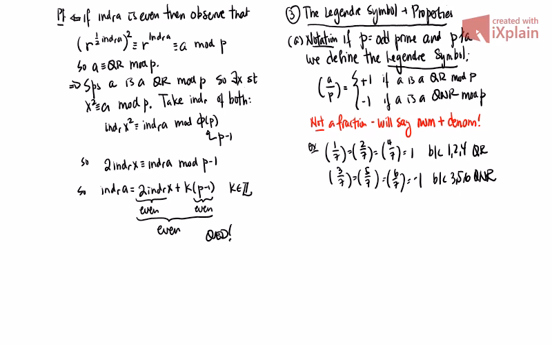So, a few properties of this, or a few things that go with it. First theorem is maybe the biggest one. This is Euler's criterion. Euler seemed to have done everything.